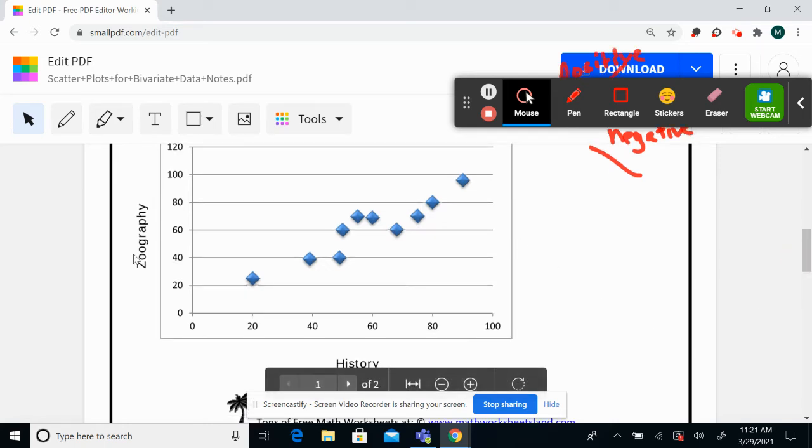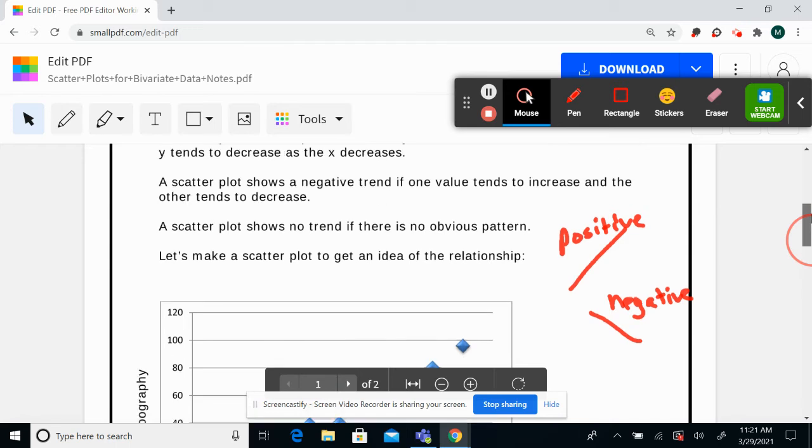right? We have our zoography, we have our history class, and we notice that if we plot the points, let's say history is X and zoography is Y. This point will be here, right? This is a 20 something and a 20 something in zoography. But notice if they got a higher grade in history, they also tend to have a higher grade in zoography, right? So these grades are pretty much positive correlation, right? They are one and one, right?